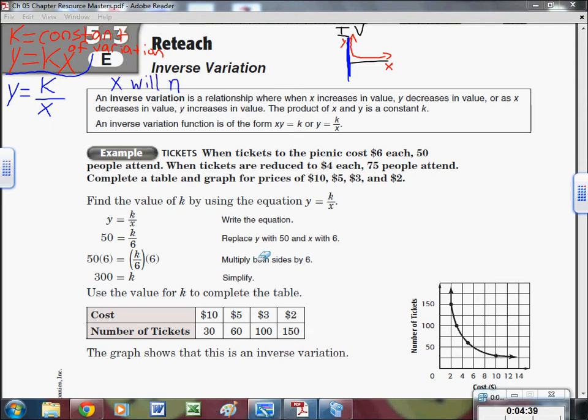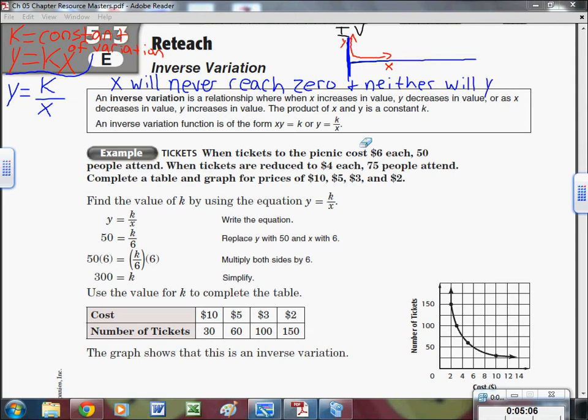X will never reach 0. It'll get really, really close, like 0.00001, but it'll never actually hit 0. It'll never reach 0, and neither will y. So if y never hits 0, that means it'll never touch the x-axis, because the x-axis is where y equals 0.